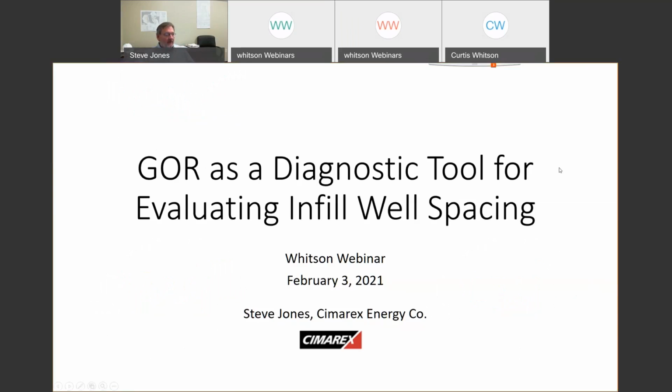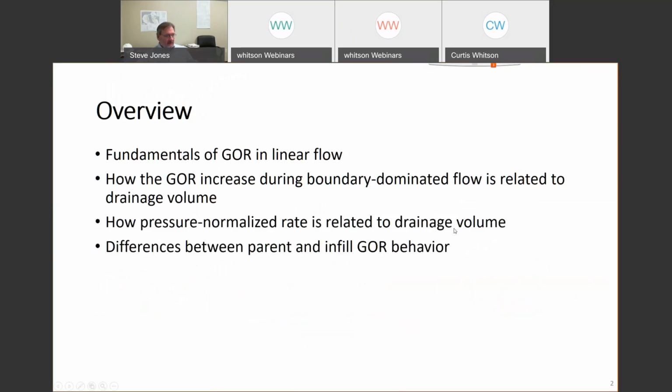I'm going to be talking about gas-oil ratio as a diagnostic tool for evaluating infill well spacing. These are the topics we're going to cover. We'll talk a little about fundamentals of GOR in linear flow, because it's very different than GOR in radial flow to vertical wells. We'll talk about how the gas-oil ratio increase during boundary-dominated flow is related to drainage volume, and that's why it's important in helping to evaluate spacing.